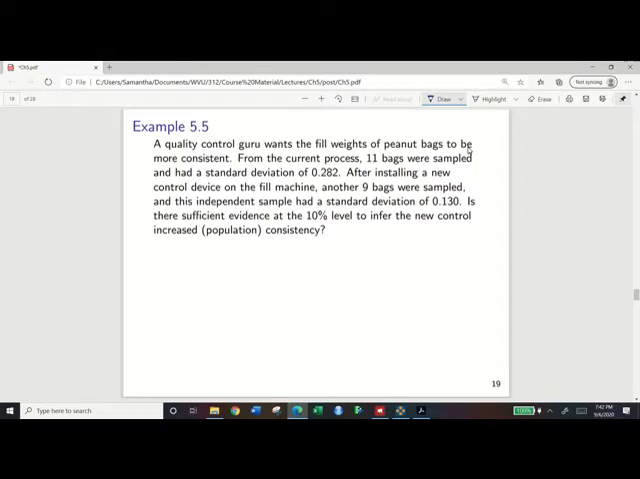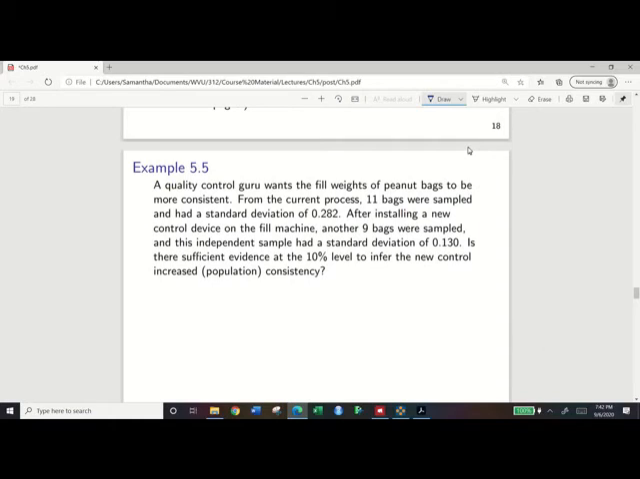After installing a new control device on the fill machine, another 9 bags were sampled, and this independent sample had a standard deviation of 0.130. Is there sufficient evidence at the 10% level to infer that the new control increased population consistency? Now, one thing I do want to note, because as I've said before multiple times, consistency implies that we're talking about variability. When we have an increase in consistency, that means we have a decrease in the variability.